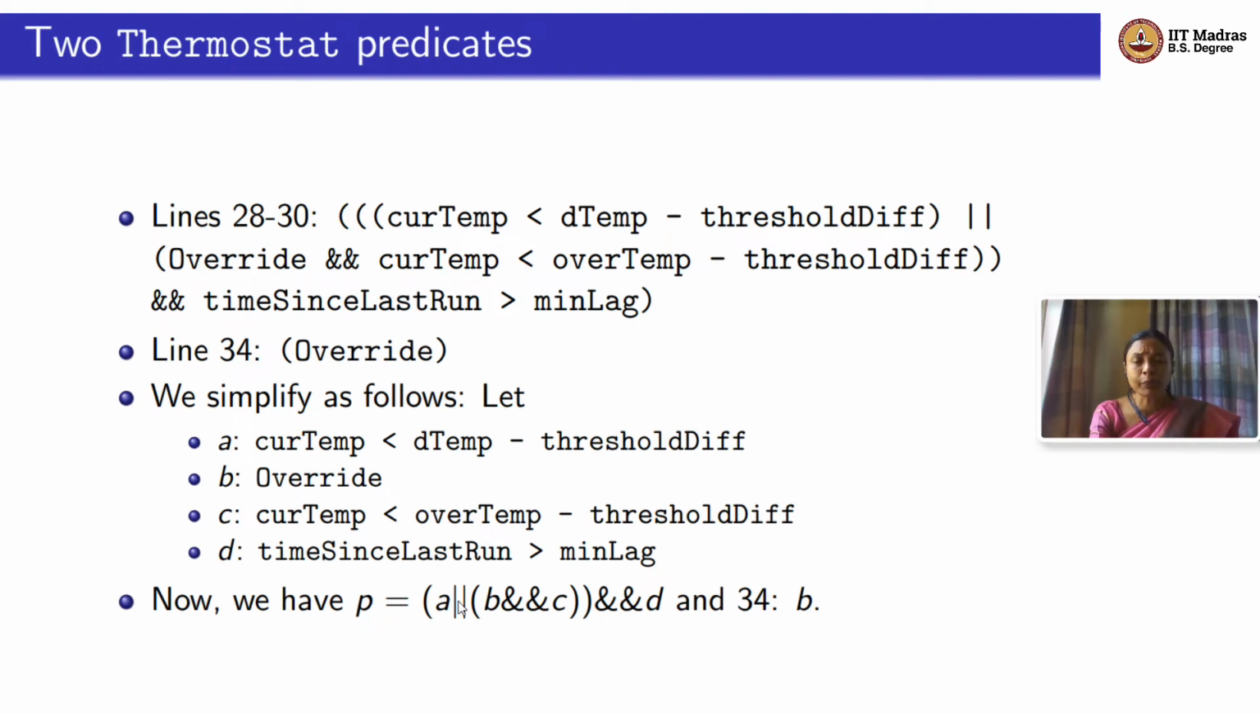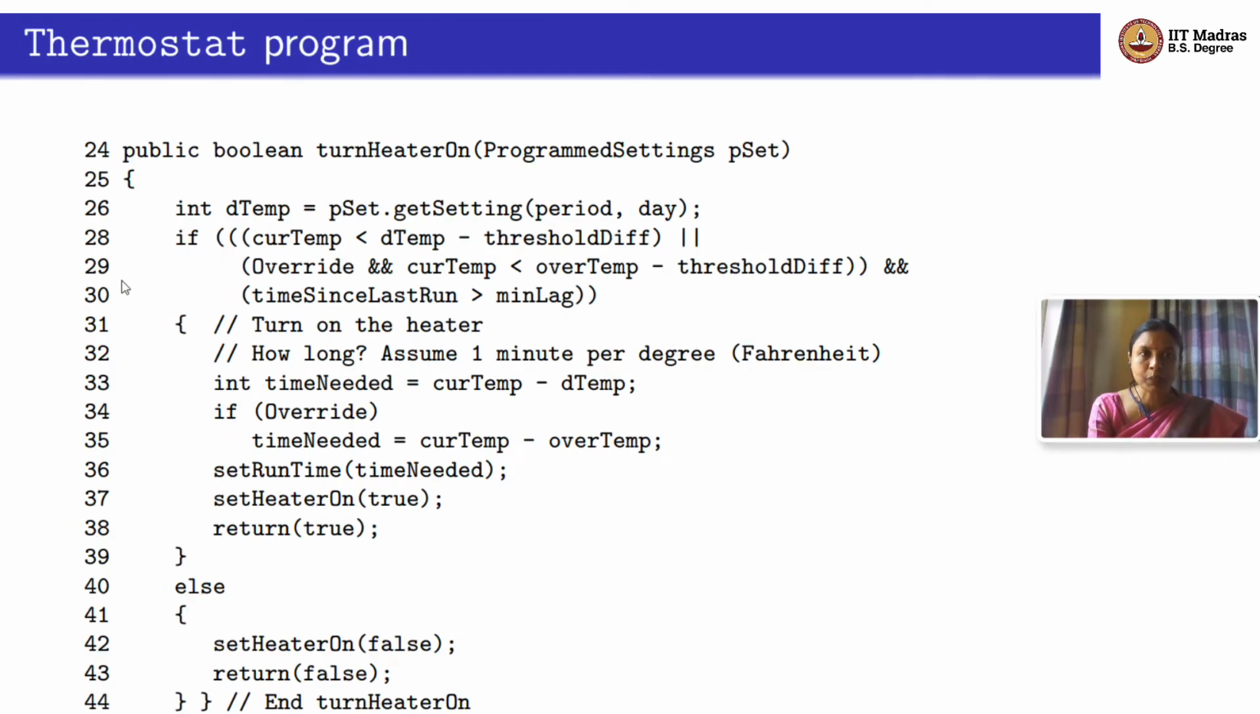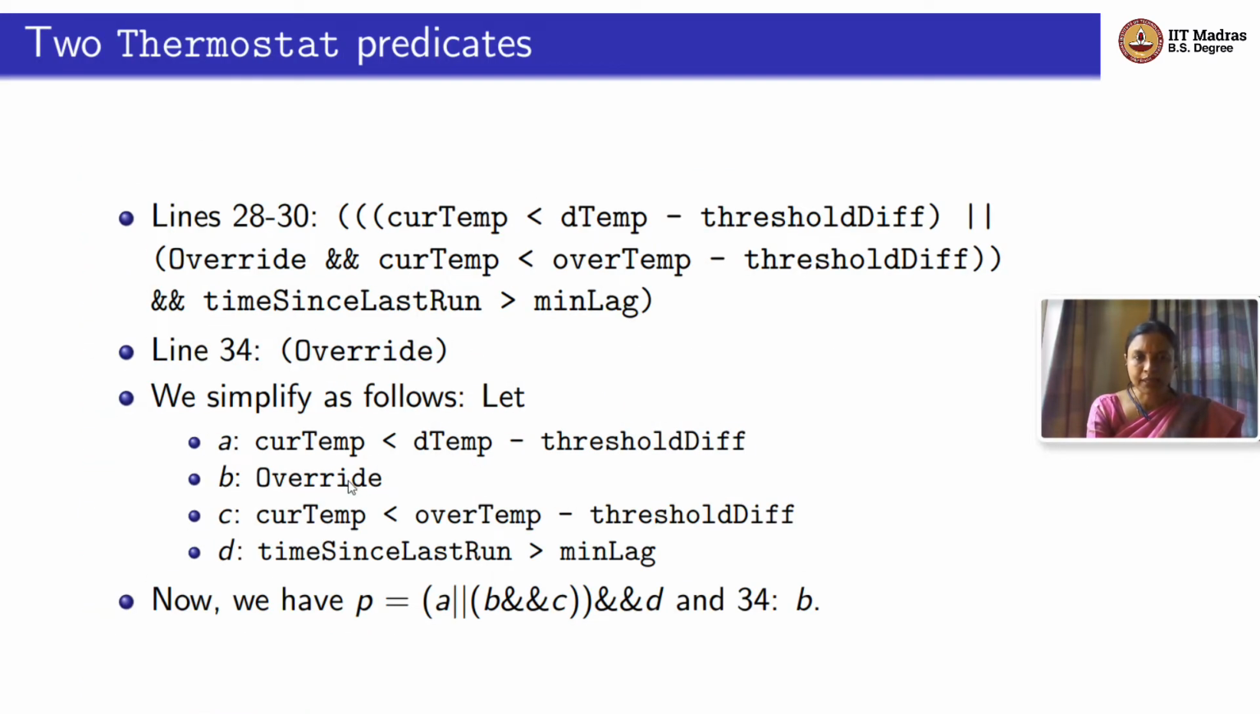Here I've used the programming notations for or and and. In the last few lectures, we had used the logical notations for or and and. They are one and the same. So this program has two predicates. The first one, which we are now calling predicate P, occurs in lines 28, 29, and 30. It has four clauses, A, B, C, and D, which are like this. And the predicate is A or B and C and D.